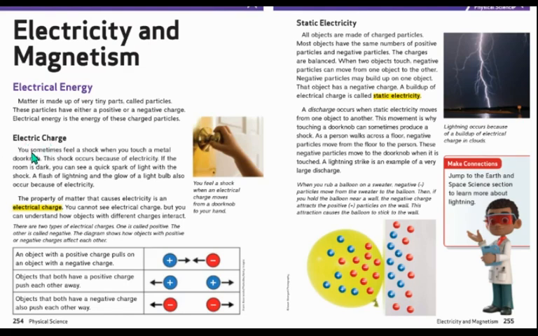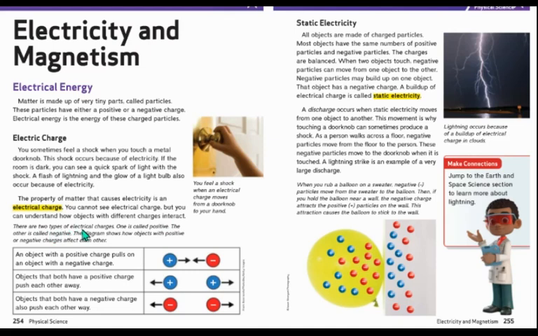Electrical energy. You sometimes feel a shock when you touch a metal doorknob. This shock occurs because of electricity. If the room is dark, you can see a quick spark of light with the shock. A flash of light and the glow of a light bulb also occur because of electricity. The property of matter that causes electricity is an electrical charge. You cannot see electrical charge, but you can understand how objects with different charges interact.